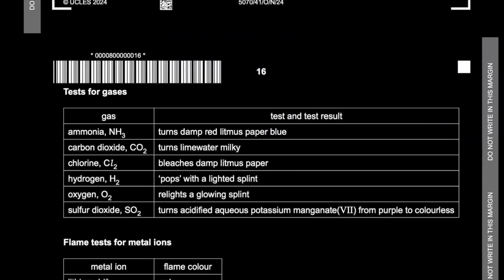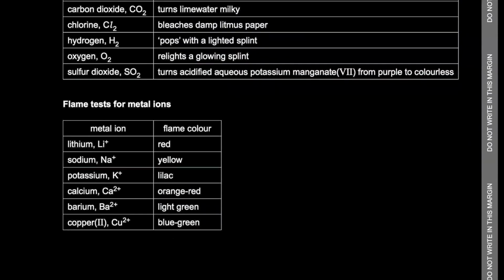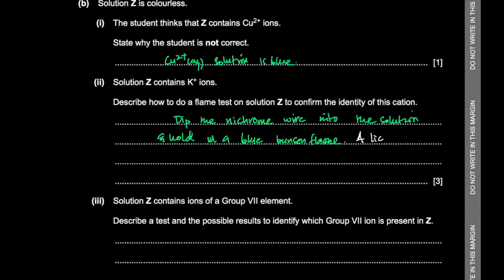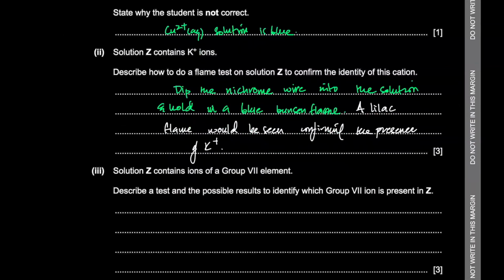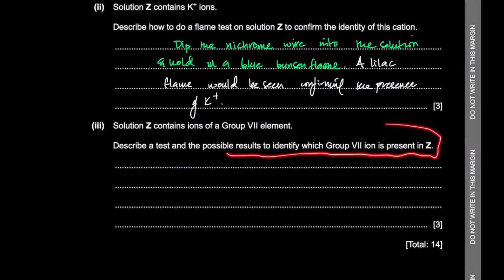All right, the flame color is given to you. So a lilac flame would be seen like a pinkish flame, confirming the presence of potassium ions. Solution Z contains ions of a group 7 element. Describe a test and the possible results to identify which group 7 ion is present in Z.